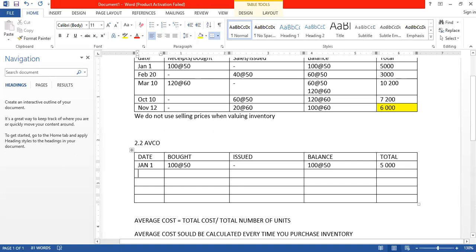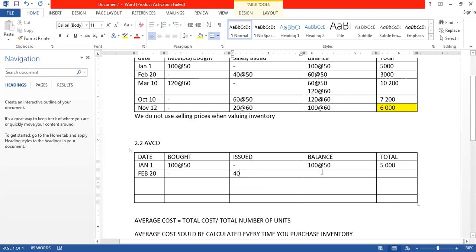So we have Feb. This question was very easy because it was too straightforward. There were no trick parts in this question. We did not buy anything, but we sold. How many? We sold 40 units. At what price? You use the price that is here. Your new average cost is the one that you use.